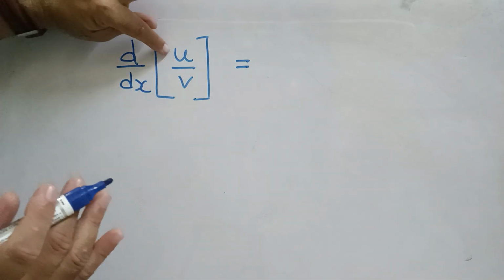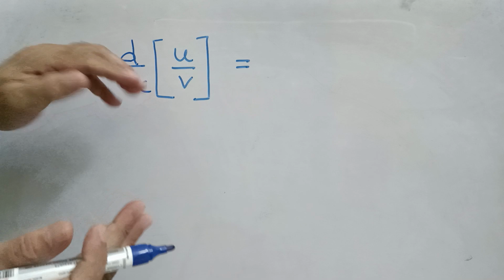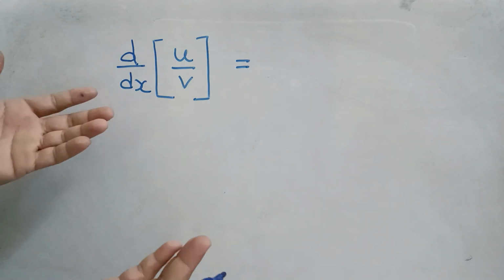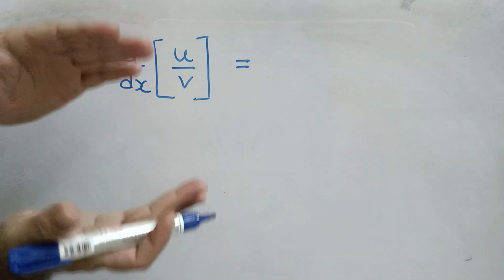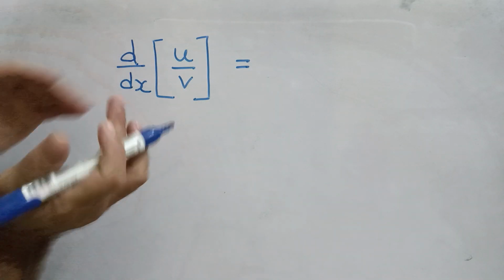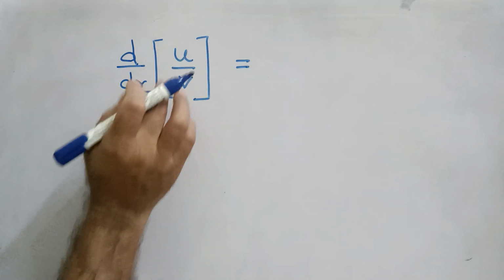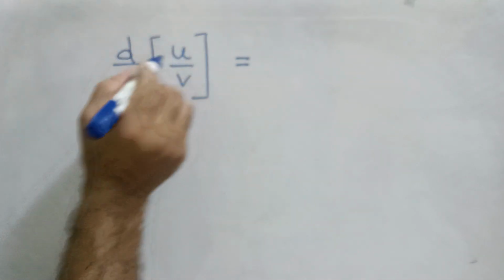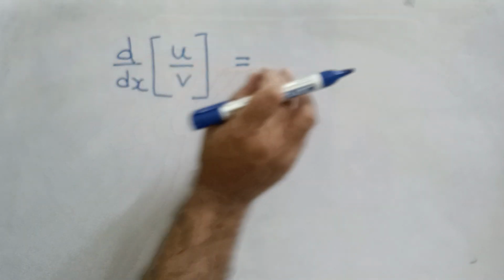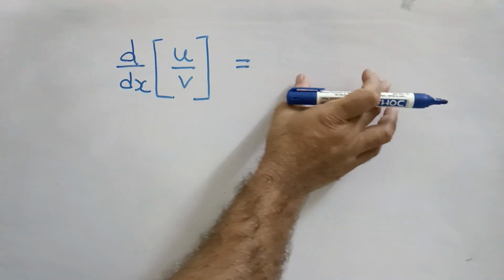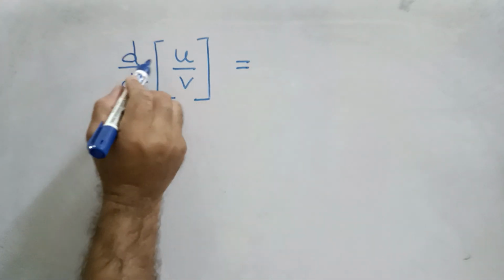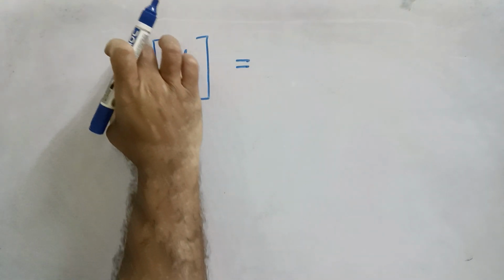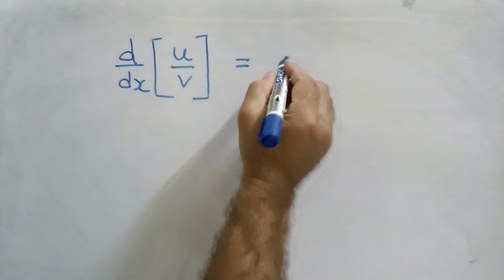U is a function and v is another function, or you can say two values or two variables or two functions, you can call them anything. If they are in the form of a division like this, u by v, then if you want to apply the derivative to a function in division form, the differentiation becomes very easy. So the differentiation of that form will be like this.